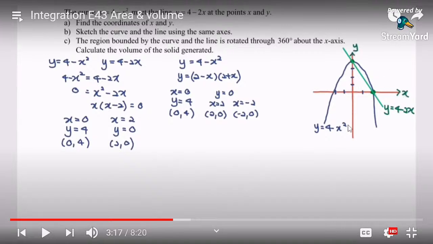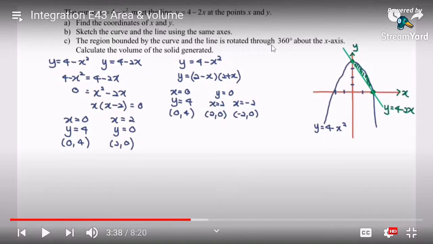XY axis dengan curve ini semua kita namakan. Kemudian, sketch the curve and the line using the same axis. Kita dah buat. The region bounded by the curve, which is y equals to 4 minus x square, and the line where we have y equals to 4 minus 2x. Faham? So, region kita di sini lah. Boleh kot? Region kita di sini.